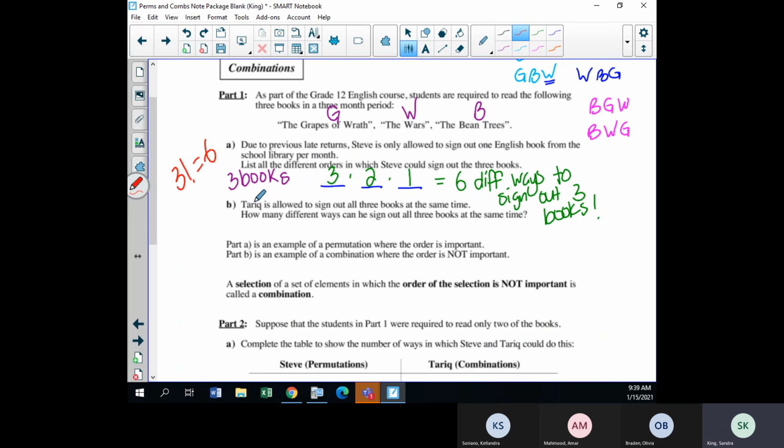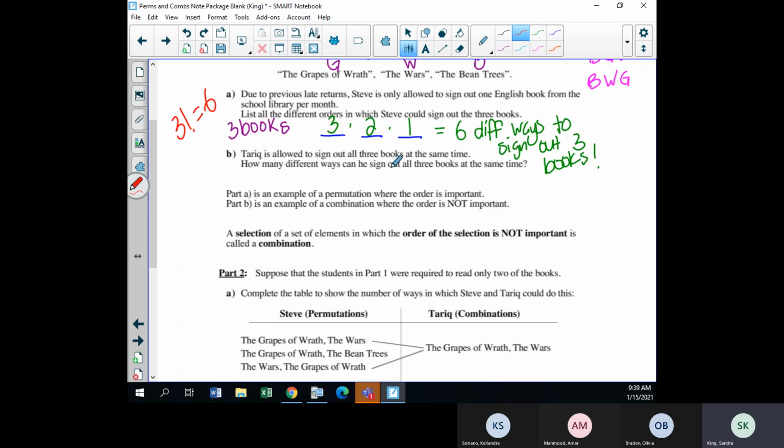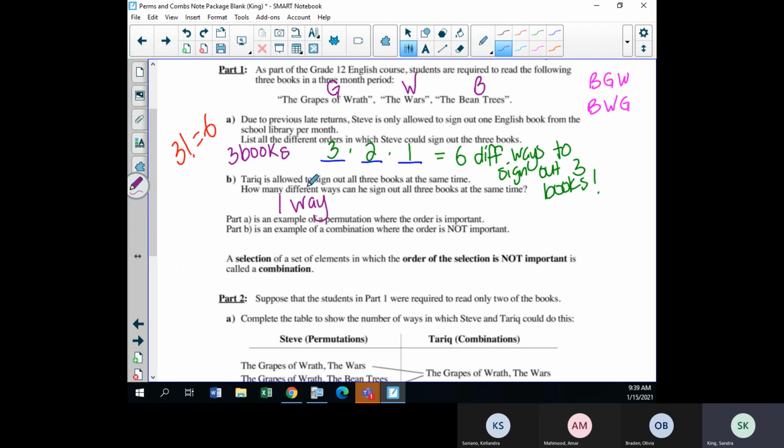There's only one way, right? He goes and he says, I need these 3 books. It doesn't matter which one the librarian hands him first. Do you guys agree? Like, so when he goes to the library, he says, I need these 3 books. There's only one way to sign out 3 books, even though they're different books. He's got all 3 books, right? So there's only one way to sign out all 3 books. So for Tariq, the order does not matter. It doesn't matter if she scans in the Greats of Wrath first. Like, it doesn't matter what she scans in first. He gets to leave with all 3 books.